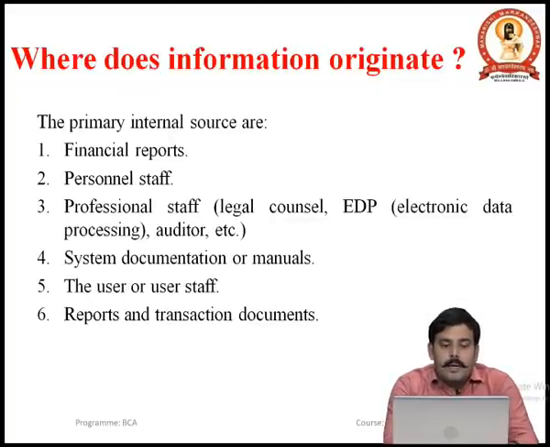The primary internal sources are the financial reports. Each and every organization releases or generates its financial report. It may be quarterly, half yearly or yearly, and that will be released for public issues or for the stakeholders who are involved in the proper functionality of that organization. The personal staff, we can get the information related to themselves from the personal staff. Professional staff, that are legal counsel, electronic data processing and the auditor.